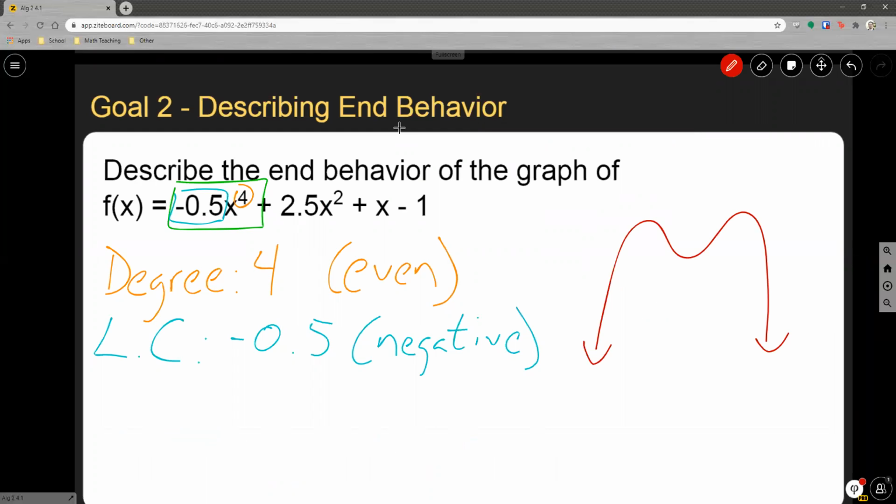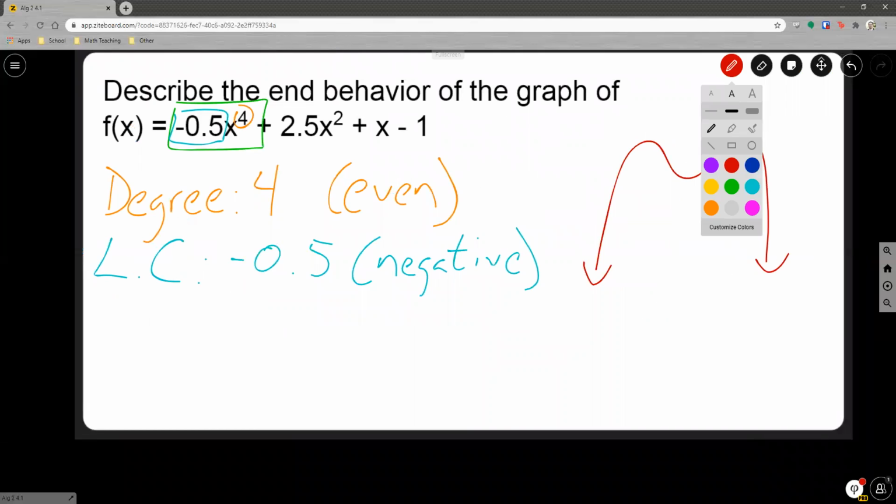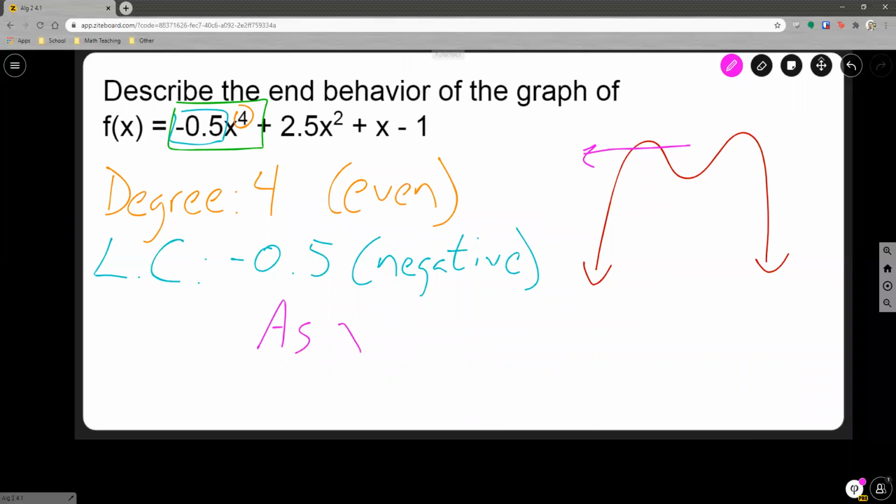And what that means is, if I'm thinking about x and how it relates to f of x, as x goes to the left, in other words, as x approaches negative infinity, as it's going way, way, way to the left, the f of x values are approaching negative infinity. So it's going down forever.